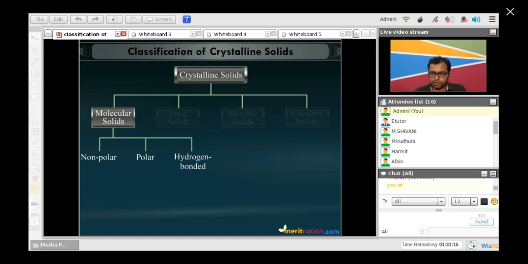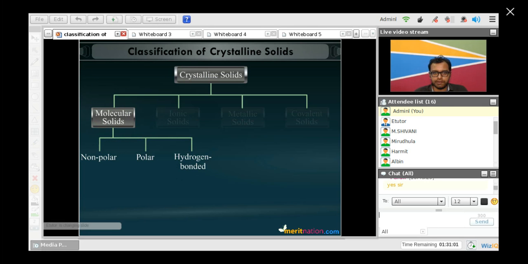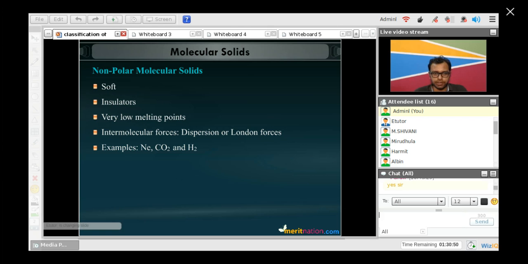So this is your molecular solid. Now I'm going to speed up. All of you are aware of the types of solid, right? You know what a crystalline solid is and what an amorphous solid is. Now we are discussing the different types of crystalline solid. The first type is molecular. In a molecular solid, the components are molecules. Molecular solids can be divided into non-polar, polar, and hydrogen bonded solids.